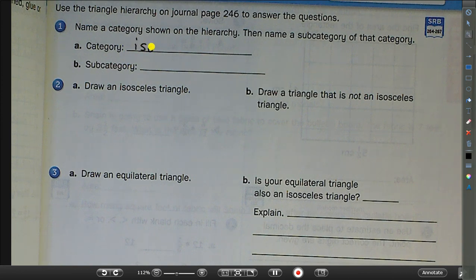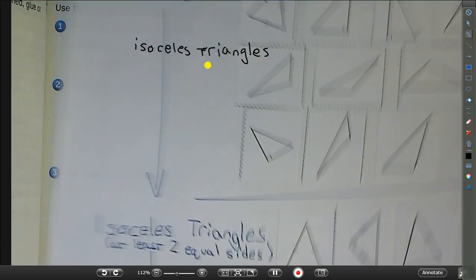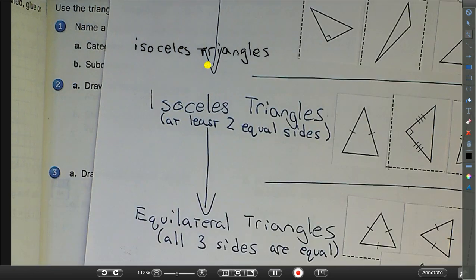So I am going to say that one of our categories was isosceles triangles, and underneath isosceles triangles on our hierarchy was equilateral triangles.